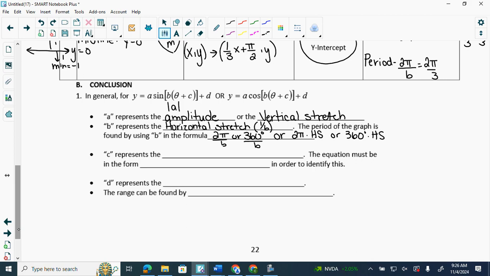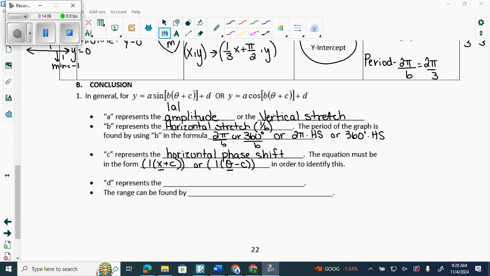Okay, C represents the what? Horizontal phase shift. The equation must be in the form what? What has to be in front of the x? Yeah, so it has to be like +1 x plus c, or it could be +1 theta minus c, right? But the key thing here is that these have to have 1s in front.